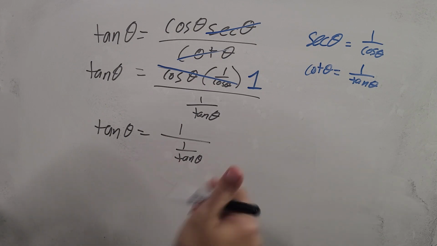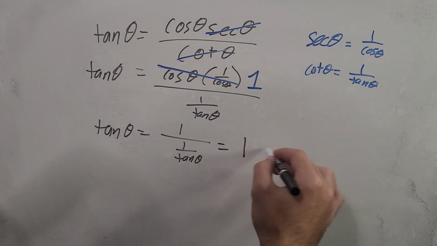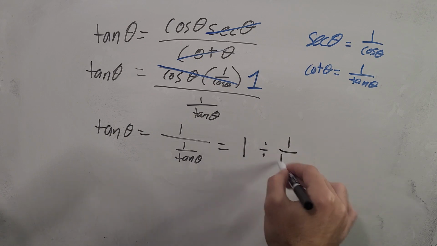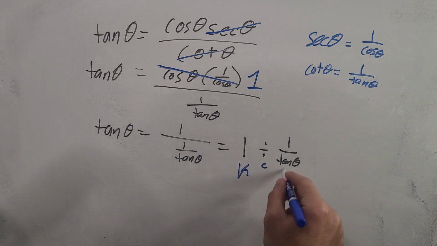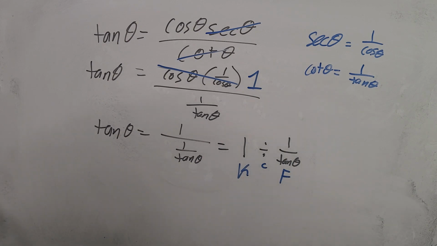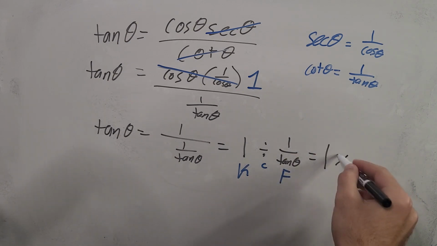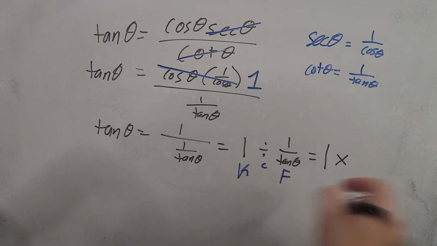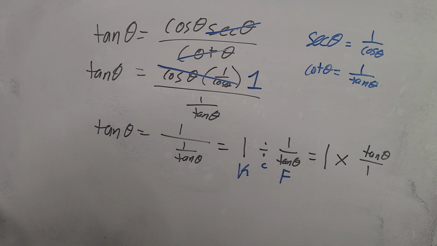This is great fraction practice, so I'll go over this kind of briefly. We can rewrite this as 1 divided by 1 over tangent theta. Remember that a fraction bar is just a division symbol, basically. At this point, I could practice keep, change, flip. I'm sure you remember this from elementary school. We're going to keep the 1, change the division to multiplication, and then flip the fraction: tangent theta over 1. Okay?